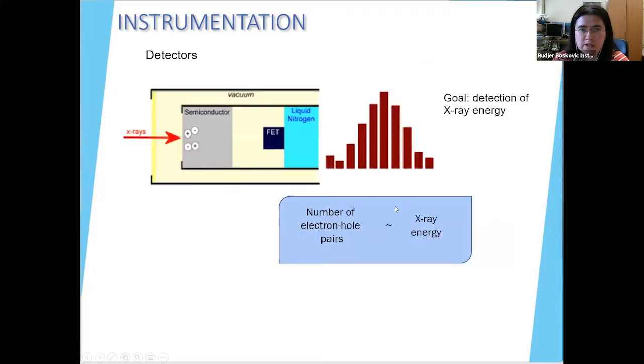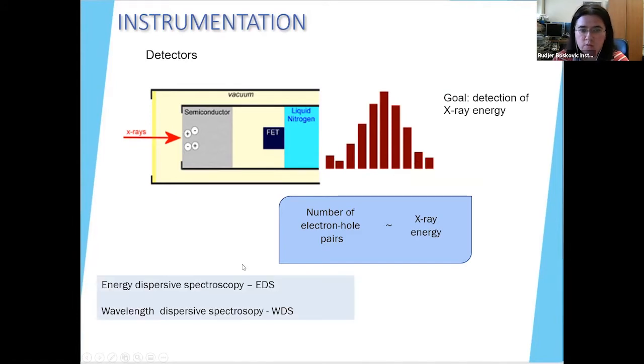So regarding the detectors, what we need is to detect the energy of X-rays, and usually we have semiconductor detectors. When X-rays reach the detector volume, they create electron hole pairs, and the number of these electron hole pairs is proportional to the X-ray energy. So basically, higher energy X-rays will produce many more electron hole pairs, and your signal will be higher.